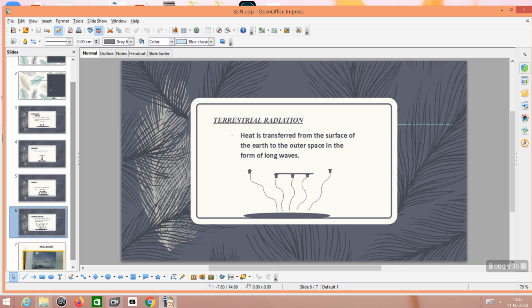Then, these greenhouse gases and global warming are closely related. I think now you understood the relationship between these two. Because of the increase in the amount of these gases, there will be an increase in the temperature in the atmosphere.